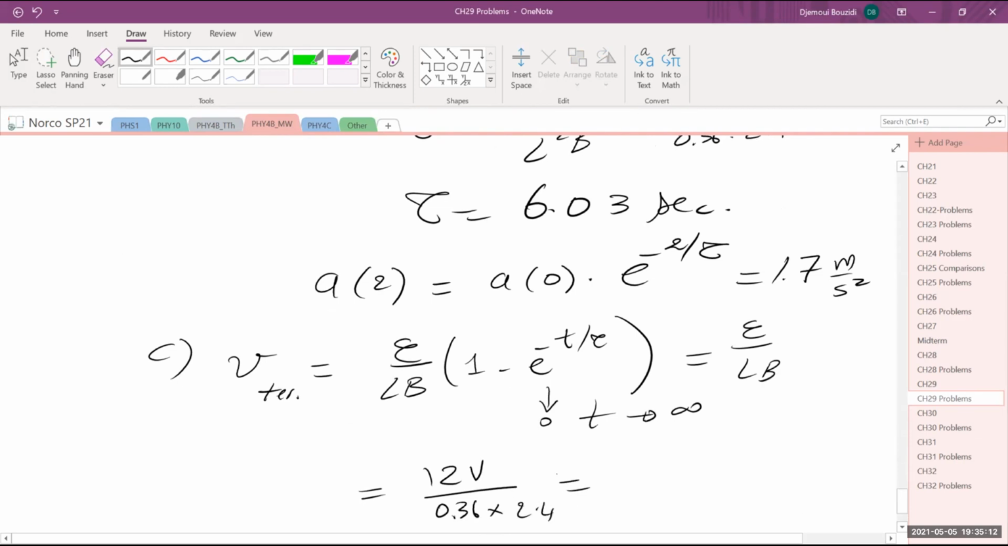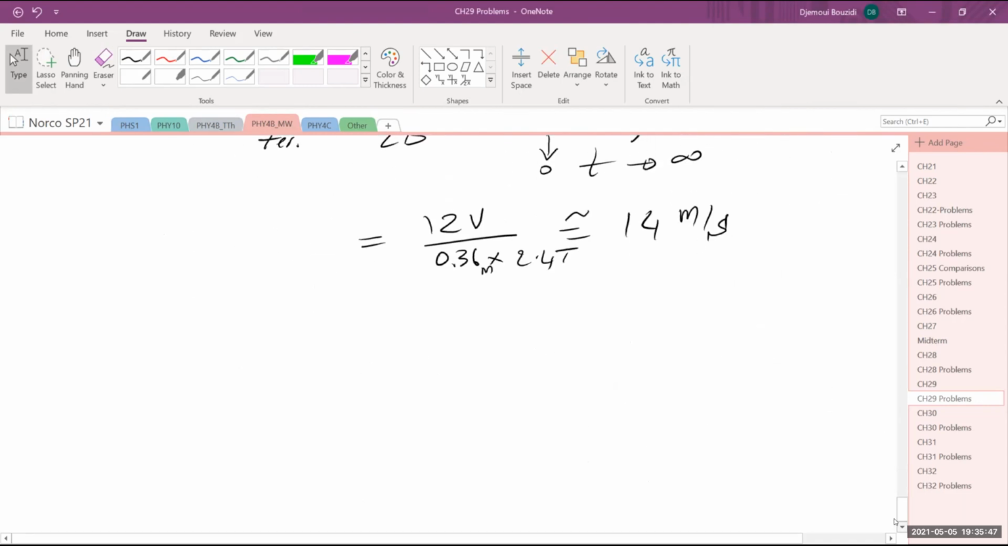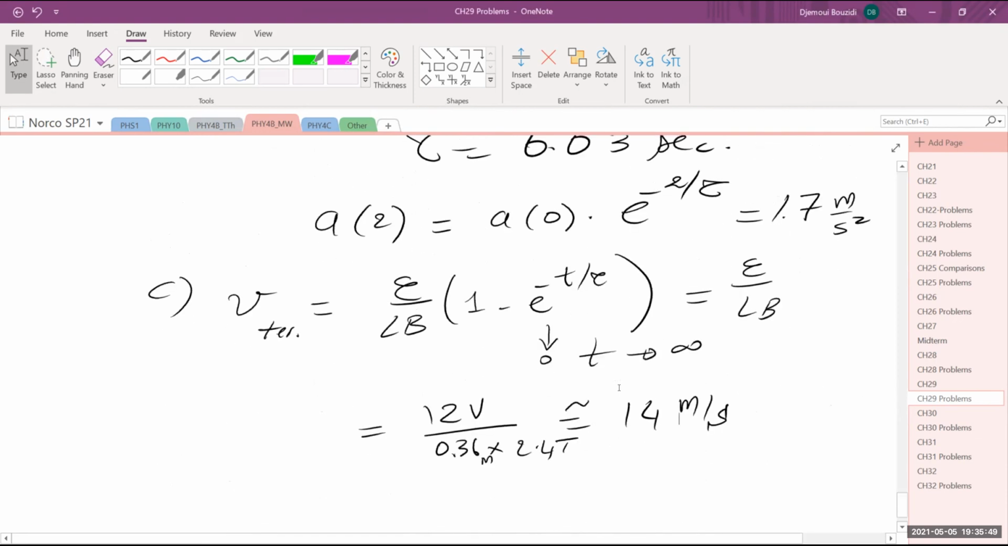So this value in here, so I better put the units in here. This is meters. So I have 12 volts divided by, open parentheses, 0.36 times 2.4. So it's going to be 13.8888, or 13.9, or actually 14 roughly, meters per second. So that's how fast it's going to be moving at the end of the day when you wait too long. So let's plot this function because it's worth plotting it.